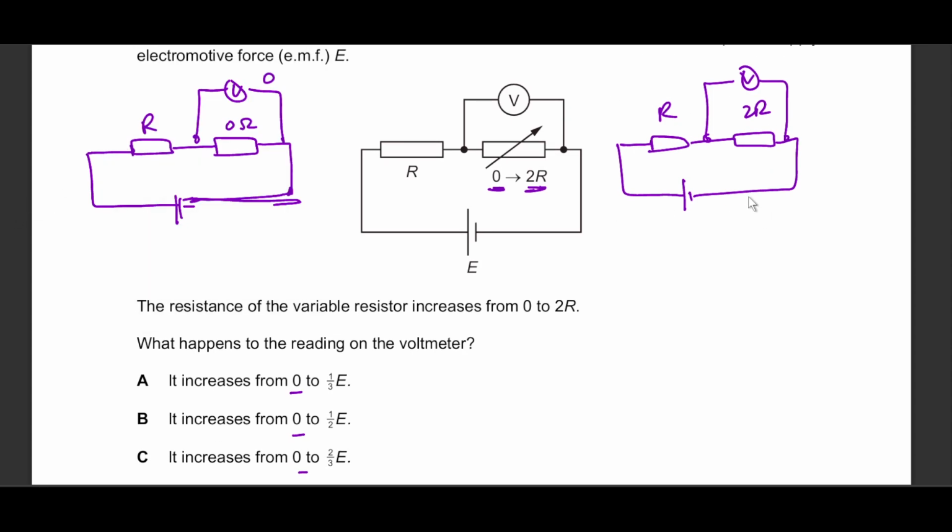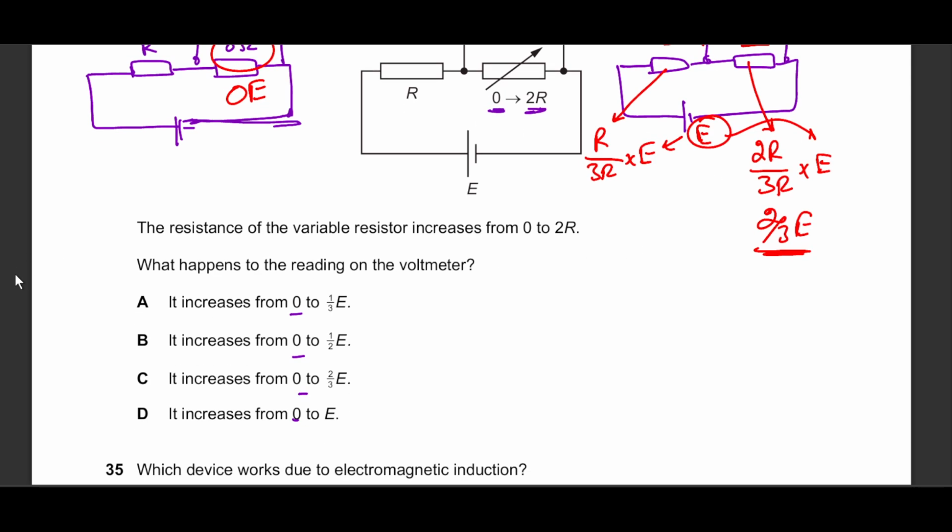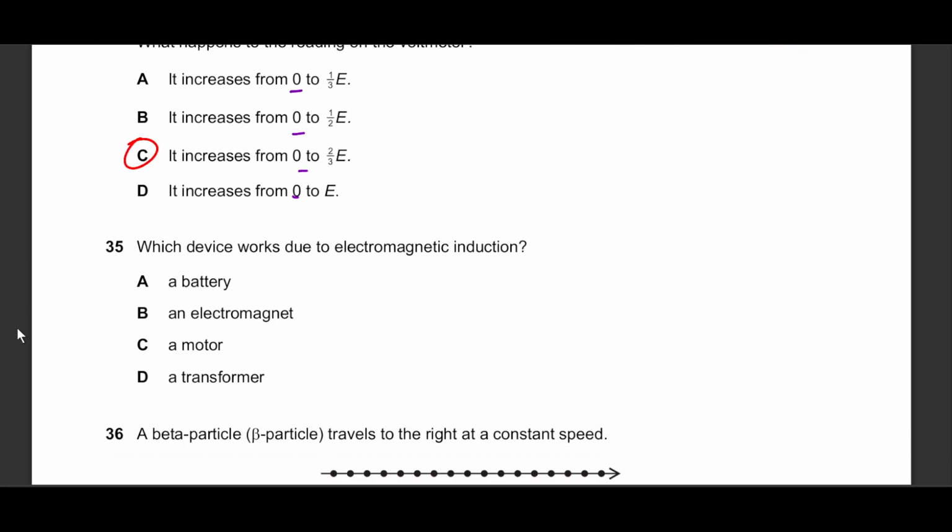We can use the potential divider rule. If I want to find the voltage of this, it will simply be R divided by the total resistance, which is R plus 2R because they're in series. This will be R over 3R multiplied by E. But if I want to find the voltage on the 2R resistor, it will be the resistance of the 2R divided by the total resistance multiplied by what is being shared, which is E. E is being shared in those cases. So this comes out as 2 by 3 E. So it starts from 0 and should go up to 2 by 3 E. The correct answer will be option C.